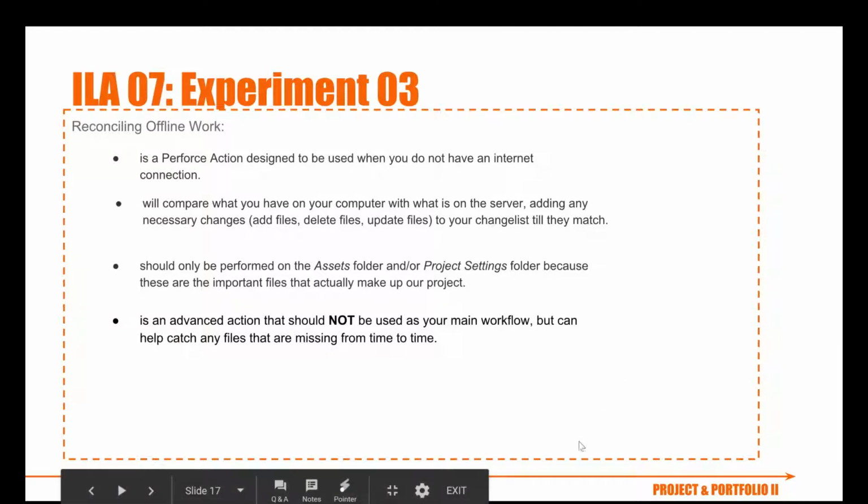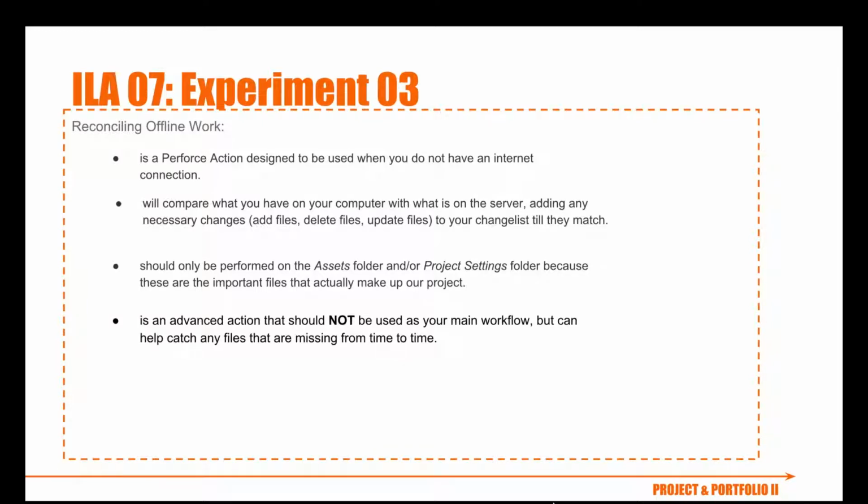All right, so just to reiterate, this is definitely an advanced action that you don't want to use as your main workflow. Every once in a while, if things aren't working as intended, like if I have things on my computer and my teammate isn't seeing the exact same things on the depot, I can use reconcile offline work to catch any files I might have missed adding to the depot correctly, or things I might have adjusted that I didn't check out.